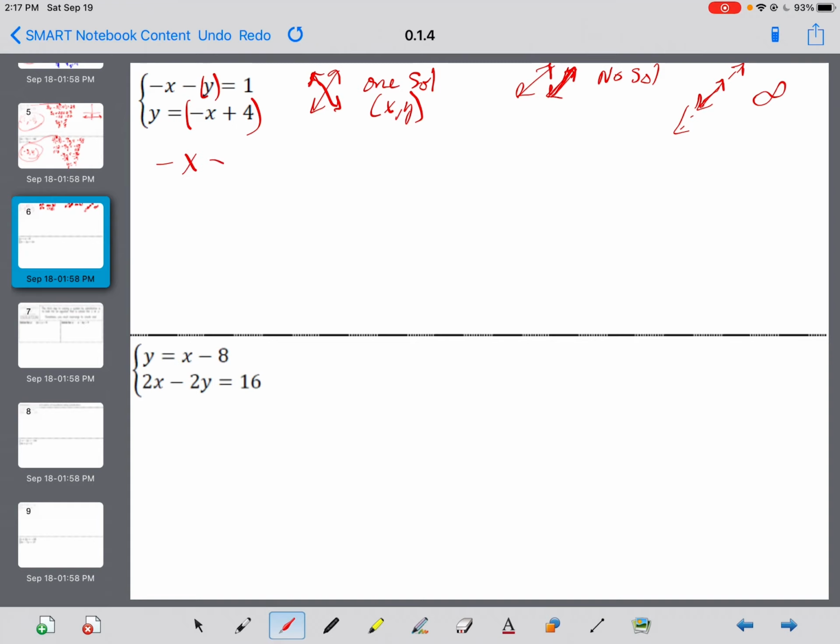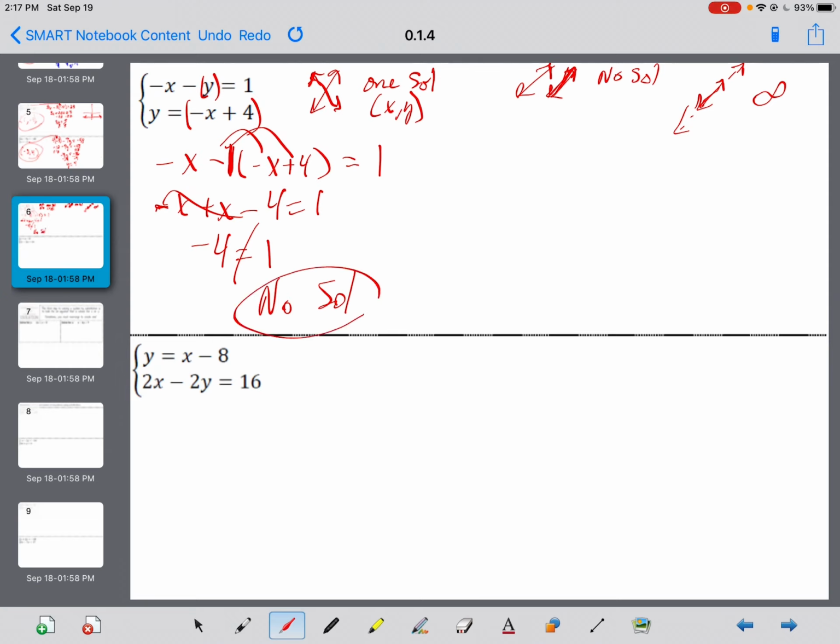So let's say -x minus some big thing equals 1. And we're going to plug in -x plus 4. That's a -1 actually. So let's distribute. -x plus x minus 4 equals 1. -x and positive x, that goes to 0. So we got -4 equals 1. -4 doesn't equal 1. So that's no solution.